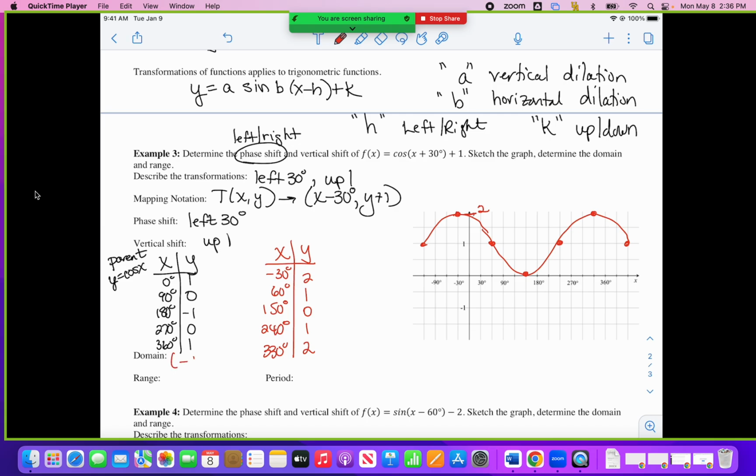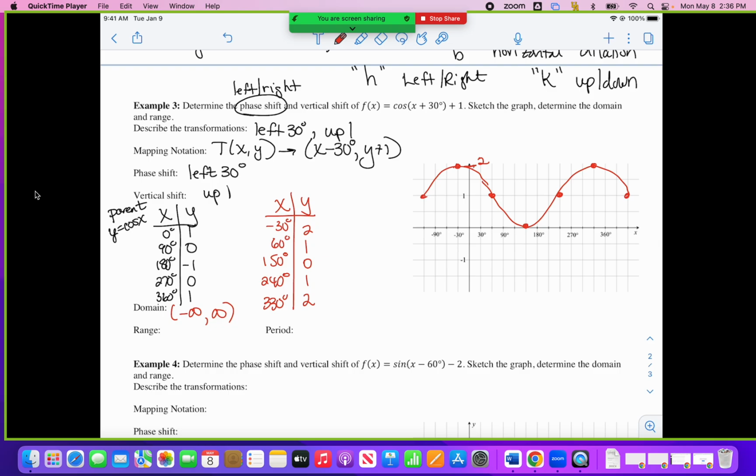So the domain of sine and cosine is always negative infinity to infinity. So far, we haven't done anything that's going to change the period length. We're going to learn about that tomorrow. What's my range? The range changed. 0 to 2.